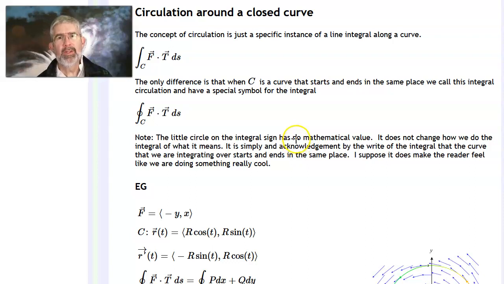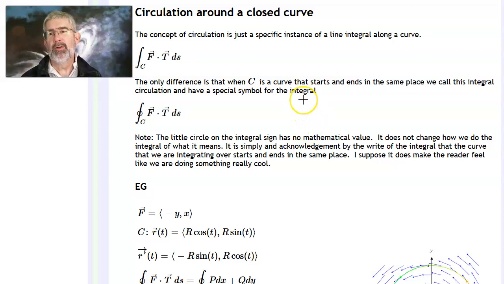Hello and welcome. In this video we want to take a look at the notion of circulation around a closed curve. The concept of circulation is just, as I have written here, a specific instance of line integral along the curve. It is the integral of f dotted with t ds along the curve C, but now we're being very specific about what curves we're going to integrate over.